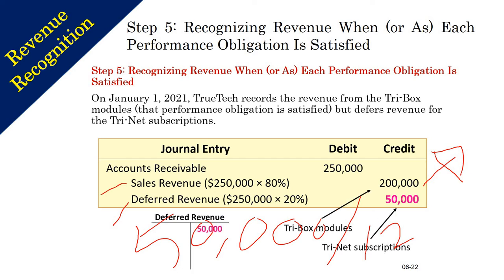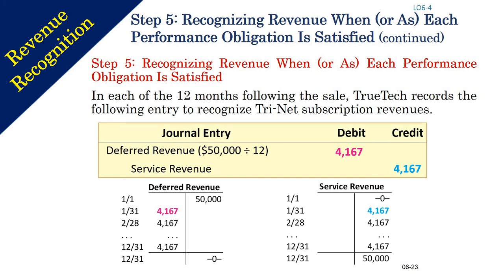Now let's see how we adjust. In each of the 12 months following the sale, TrueTech records the following entry to recognize the TriNet subscription. So every month, deferred revenue debit and service revenue credit. Deferred revenue is a liability, so it will be decreased every month by the amount of 4,167. You can see the calculation as well.